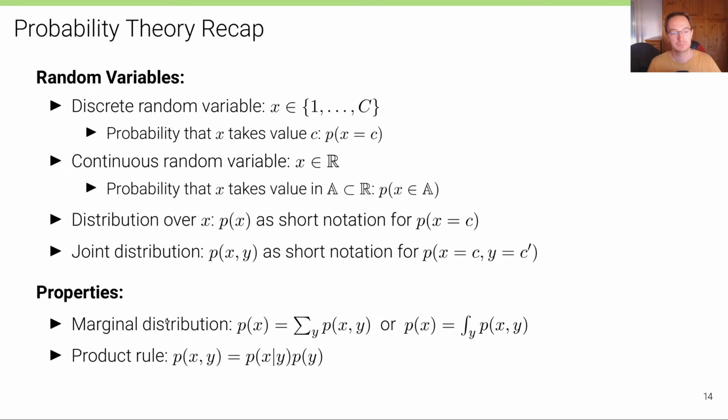The marginal or sum rule tells us that p of x is equal to the joint distribution if we sum over all the states of y. Or equivalently, for the continuous case, p of x equals the integral over y of p of x and y, the joint distribution. And the product rule is simply telling us that p of x and y, the joint distribution, equals the conditional distribution p of x given y times p of y. So I assume that you have heard about these before.